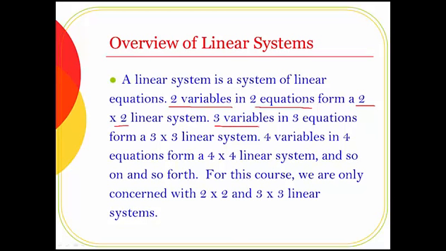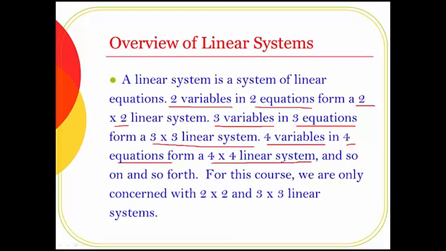If we have three variables in three equations, it will make a 3 by 3 linear system. If we have four variables in four equations, it will make a 4 by 4 linear system. If we have five variables in five equations, we have a 5 by 5 linear system, and so on, 6 by 6, 7 by 7, and so on.